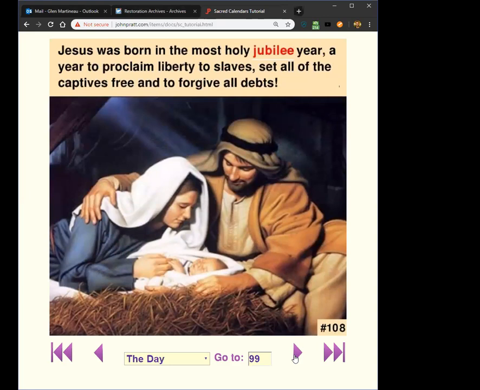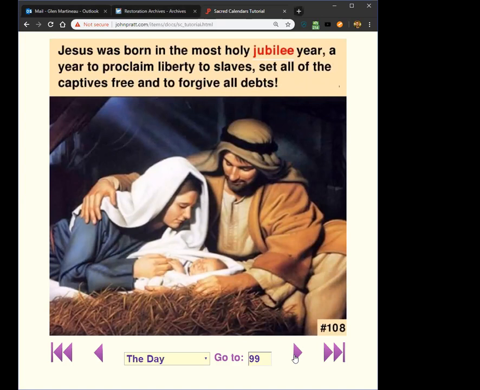Jesus is born in the most holy year, the Jubilee year. It's a year to proclaim liberty to the slaves and set all the captives free, to forgive debts. So when Jesus stood up, we're going to stop on this slide, when Jesus stood up in the synagogue in Luke 4, he says that the Messiah will declare the acceptable year of the Lord. Well, that to me is clearly referring to a Jubilee year.